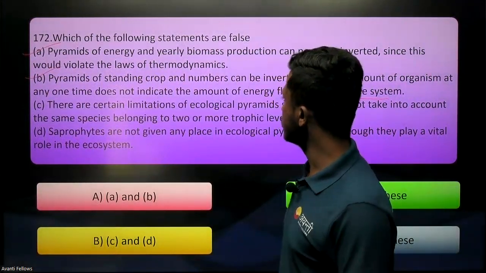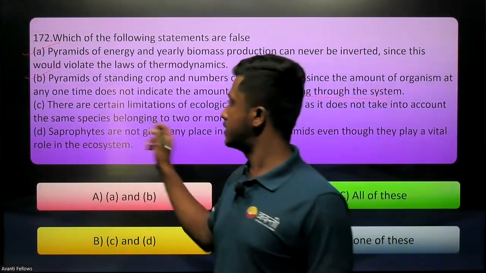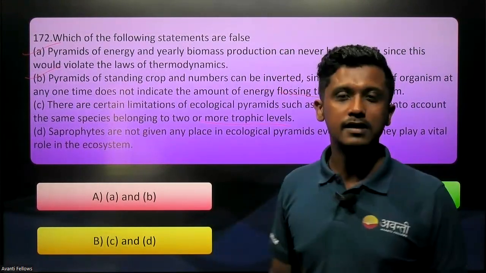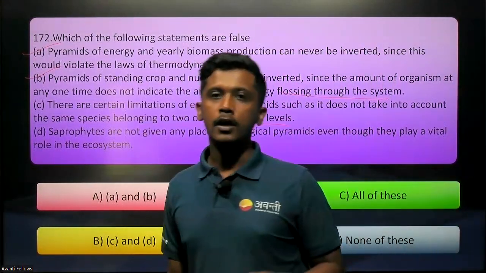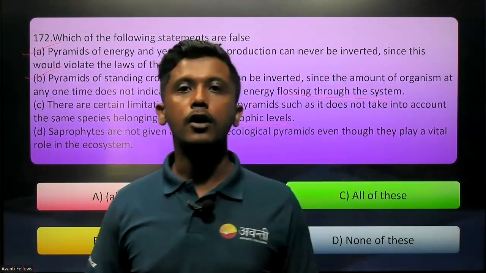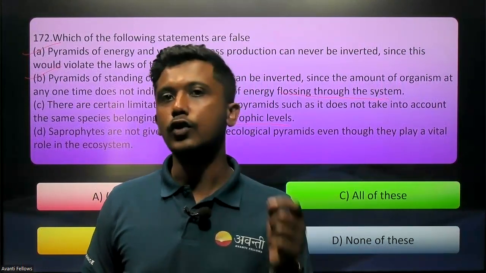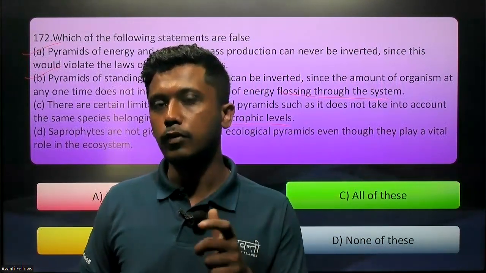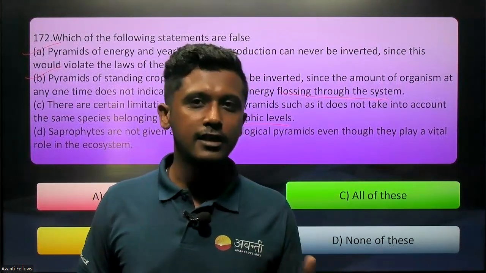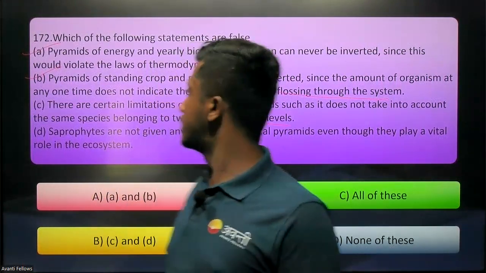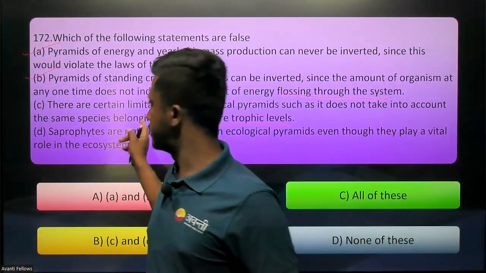There are certain limitations in ecological pyramids, such as it does not take into account the species belonging to two or more trophic levels. The best example is when you compare the grazing food chain and the food web. We know that in the food web we consider decomposers also, whereas in the grazing food chain we don't talk about decomposers. In a food web, you have omnivores which have a complex relationship in an ecosystem. So these things are not considered when it comes to trophic levels and energy distribution.